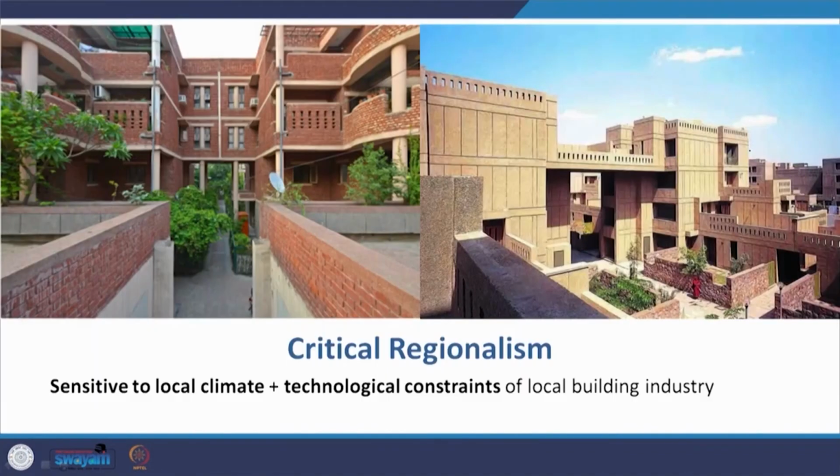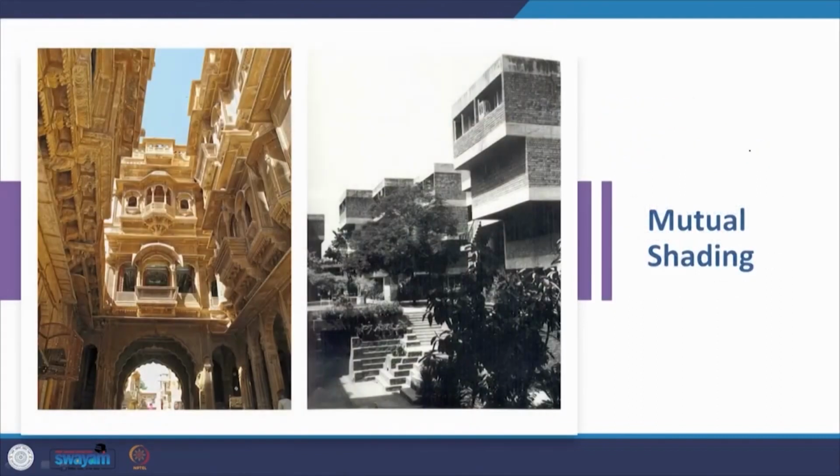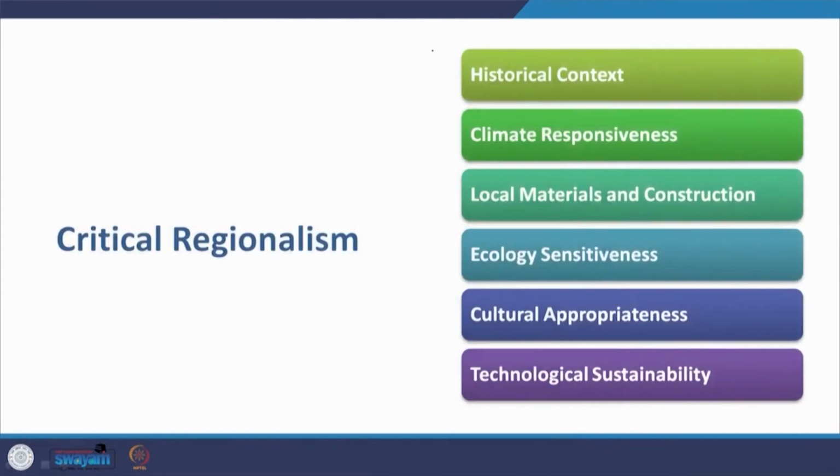Then there is a sensitiveness to local climate and the technical constraints of the local building industry. Critical regionalism, in which the architect extracts only the essence of regional tradition. It is not a mimicking of tradition. It is deriving the essence rather than literally referencing it, like in this British consular housing by Raj Rewal. There is the idea of mutual shading, for example, derived from Jaisalmer, seen in the Tara Group housing by Charles Correa.